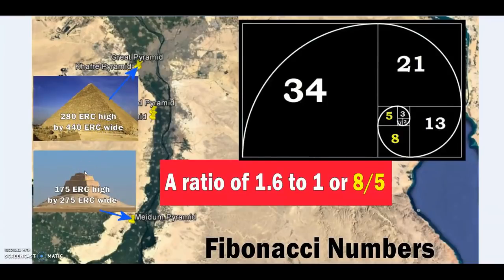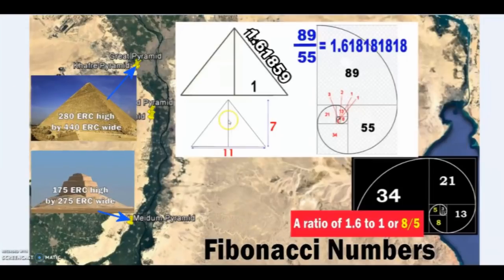The Modern Pyramid, 175 Egyptian royal cubits high, 275 wide. That's a ratio of 1.6 to 1, or 8/5. 8 and 5 are Fibonacci numbers, and here we get this phi spiral from the Fibonacci numbers. So just to correct, the slope angle of the pyramid is 1.61859 using this ideal 7 to 11 ratio.